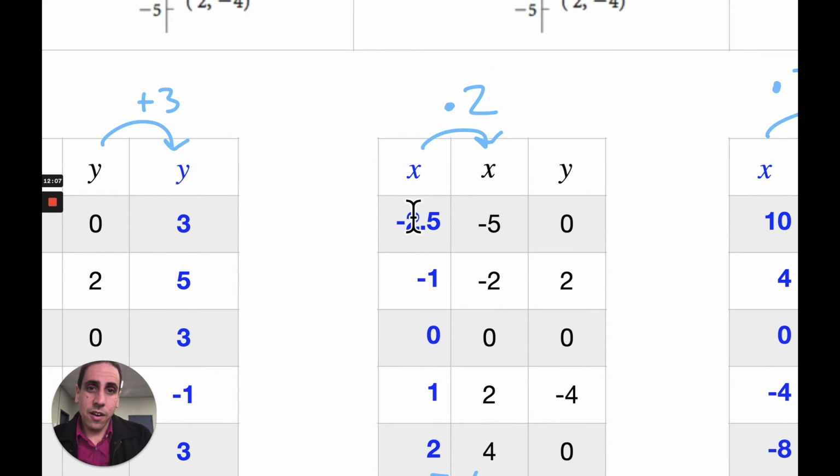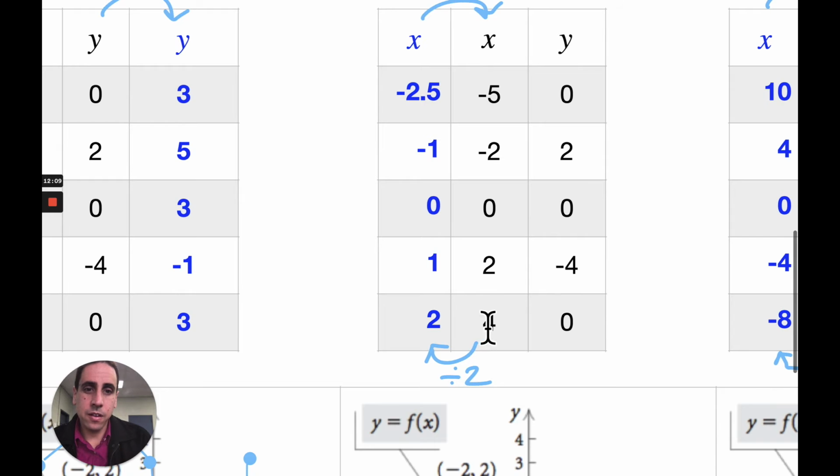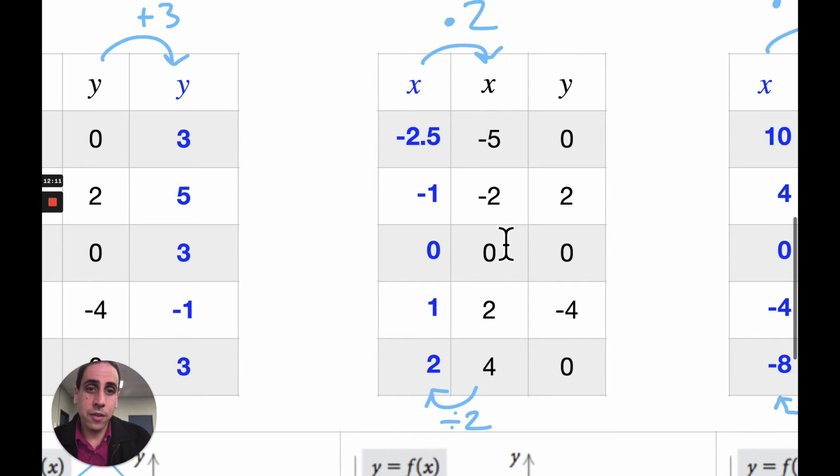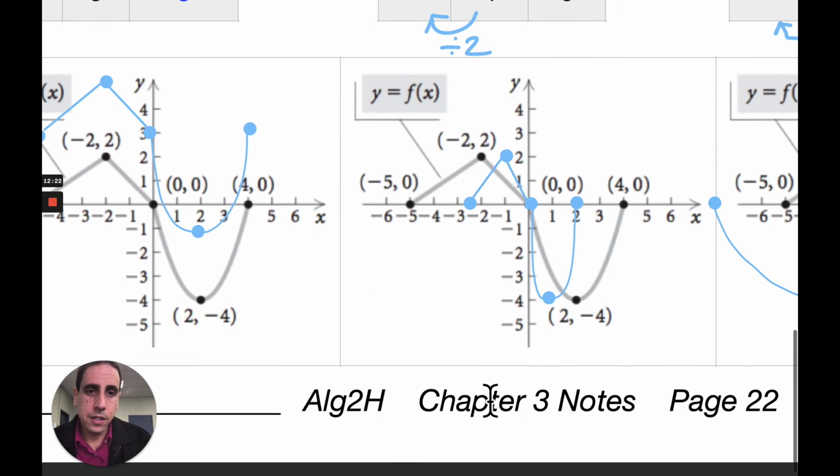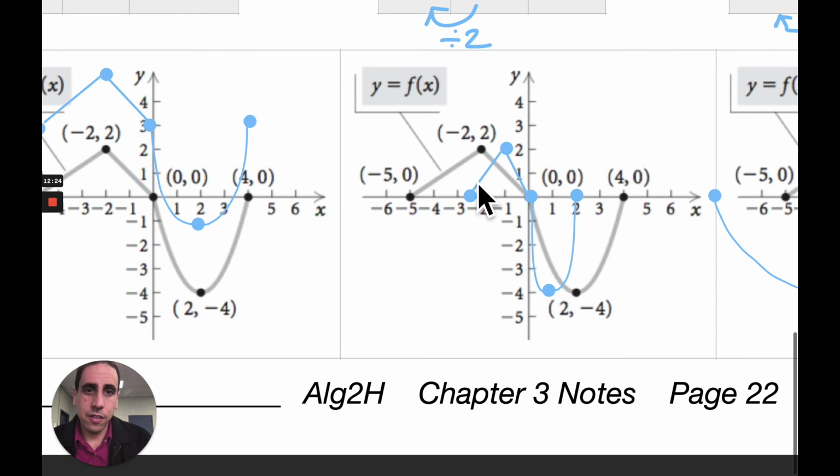So you can see here, the x values started out as 4 and 2, and now the new x values are going to be 2 and 1. That's because we divided it by 2, or we multiplied it by 1/2. So here, the horizontal dilation is going to be by factor of 1/2, meaning they're all going to be half as far away from the y-axis as the original.